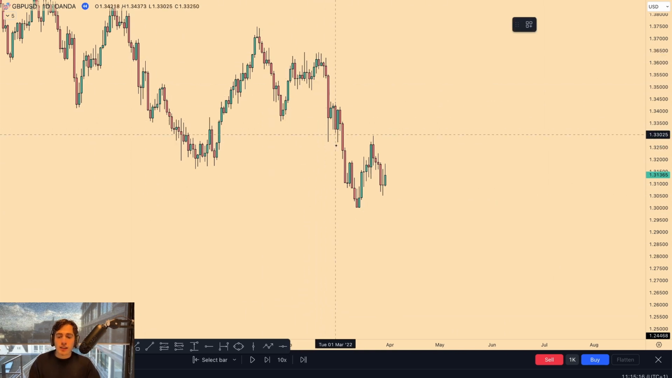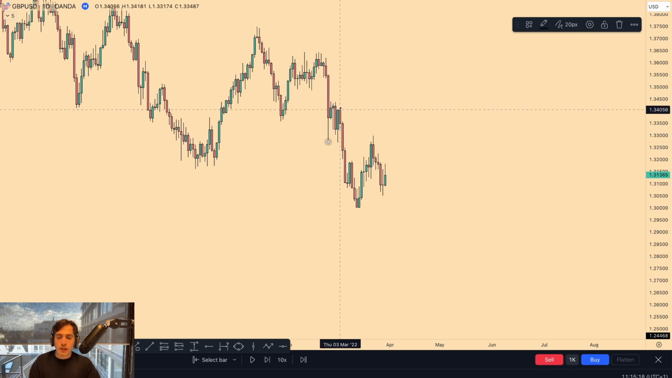So what we can identify here is, for example, that we had a low, we had a lower high, we had a low, we had a lower high, we had a lower low, then we had a high, then we had a higher low, and then we had a higher high. And now once again, we have a lower low.